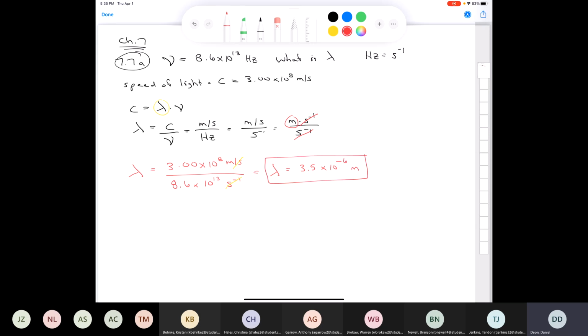Now, notice that you should be able to convert meters into nanometers, which are commonly used to measure wavelengths of light. So how would you do that? Well, if I have 3.5 times 10 to the negative 6 meters, you should know that in 1 meter you have 1 times 10 to the 9 nanometers, right? Nano, 9. So you take that number and multiply by 1 times 10 to the negative 9. What am I doing wrong here?